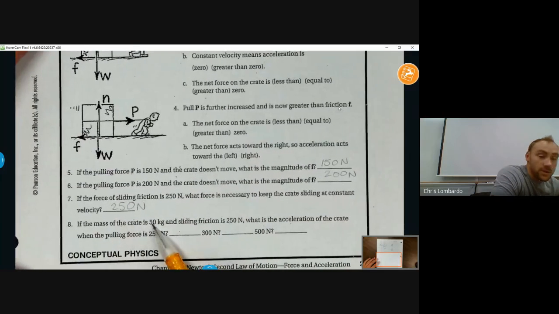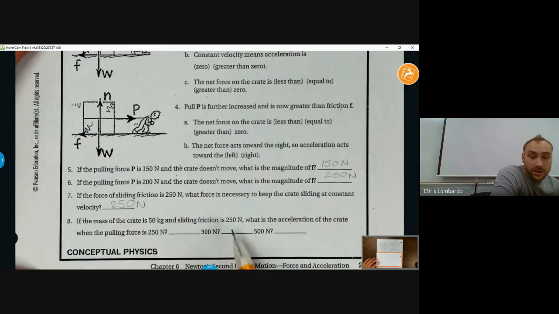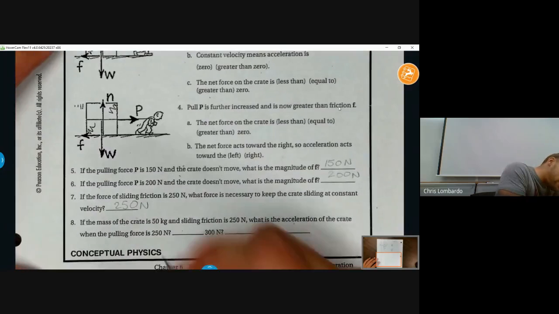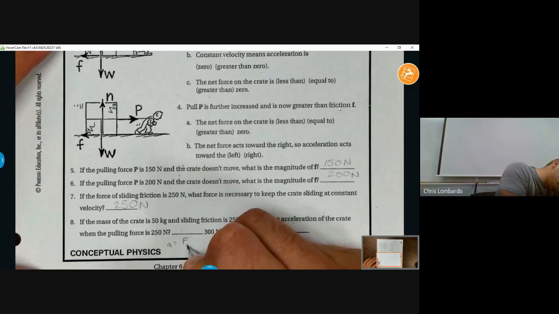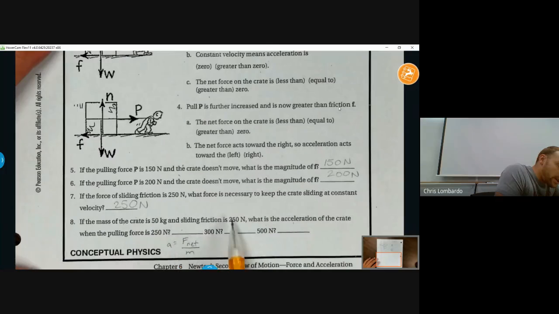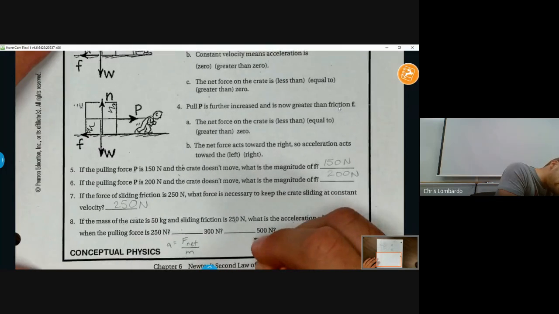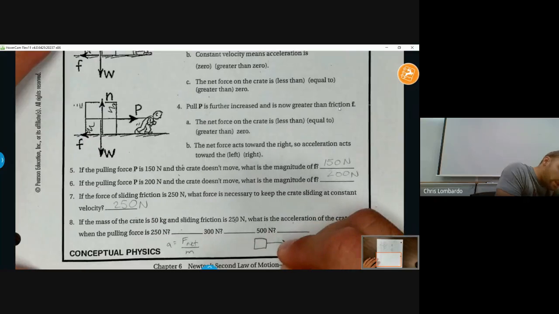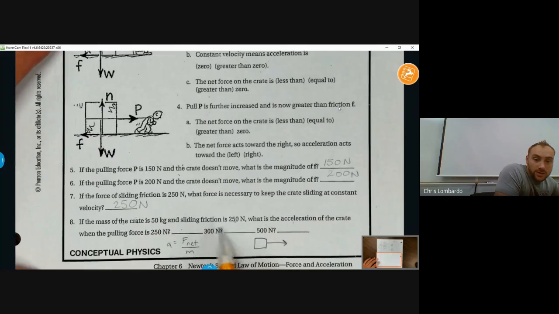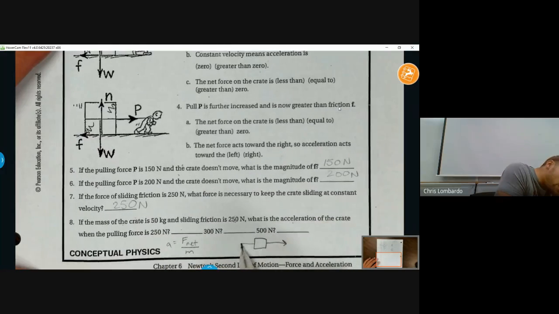Okay, the mass of the crate is 50 kilograms. The sliding friction here is 250. What is the acceleration of the crate at these points? So acceleration is F net over m. Basically, you're looking at it like this: your pull force is going to switch up to be 250, 300, 500. The friction force in each of those is going to be 250 newtons.